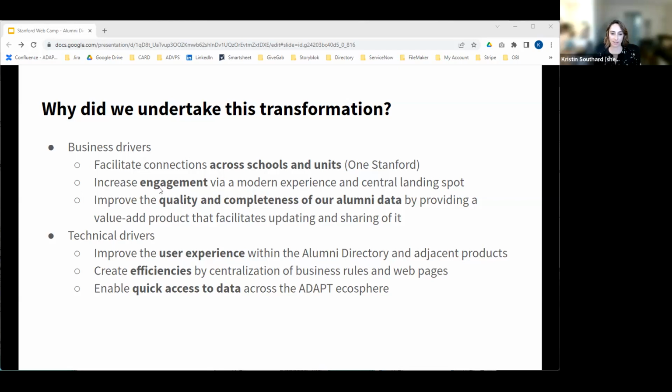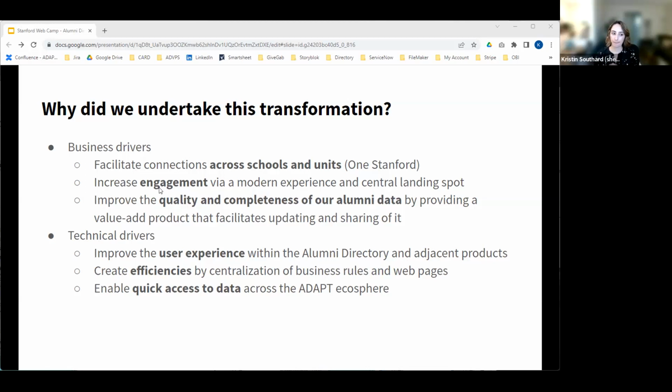So the "we" that we are referring to here includes our department, the Alumni Association with a couple of people on this call who helped us with this. We also had strong partnerships with Stanford Web Services, as I'll speak to a little bit later, as well as many business stakeholders across the university, including many different schools and units, which again, we'll go into a little bit more in depth there.